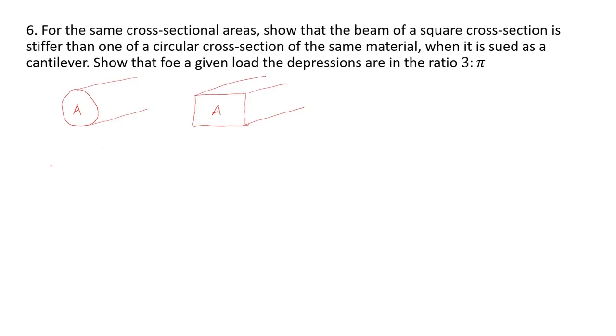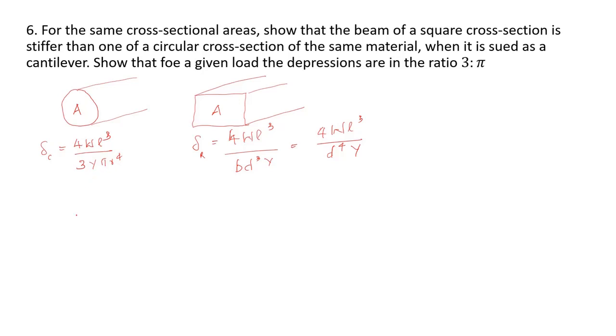In the case of a rectangular cross section, delta of rectangular is 4W L cube divided by b d cube Y. Here b and d are the same because it is a square cross section, so let's consider both as d and write this equation as 4 W L cube divided by d to the power 4 into Y. Similarly, for a circular cross section, we have the equation 4W L cubed divided by 3Y pi r to the power 4.